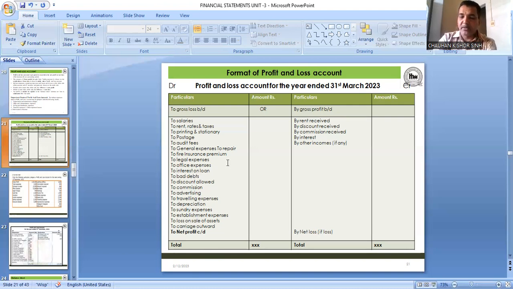Now let us see a few exercises on the preparation of the profit and loss account. In the profit and loss account, remember the final result which you will get, that would be the net profit or net loss.